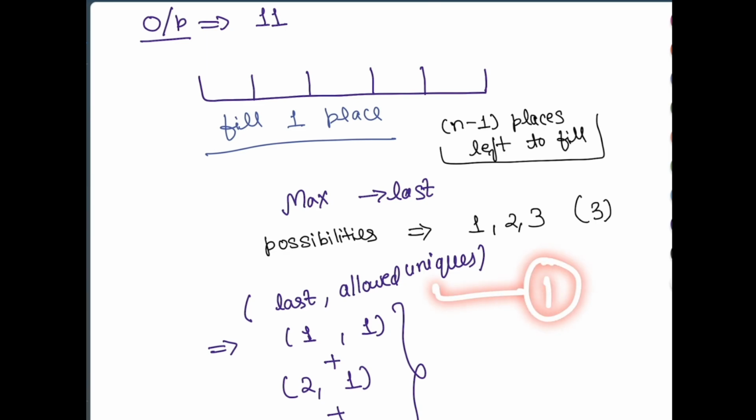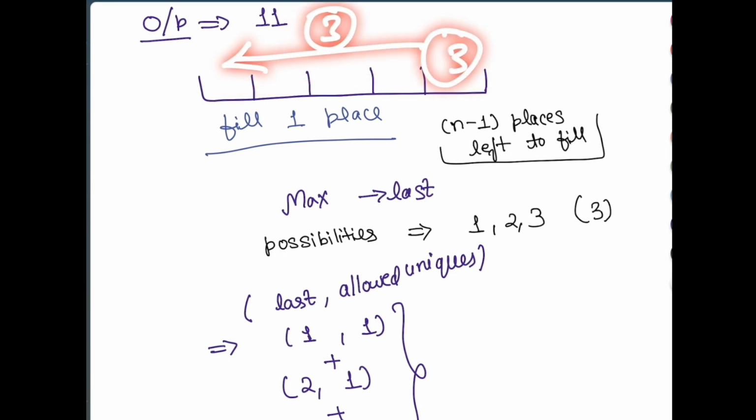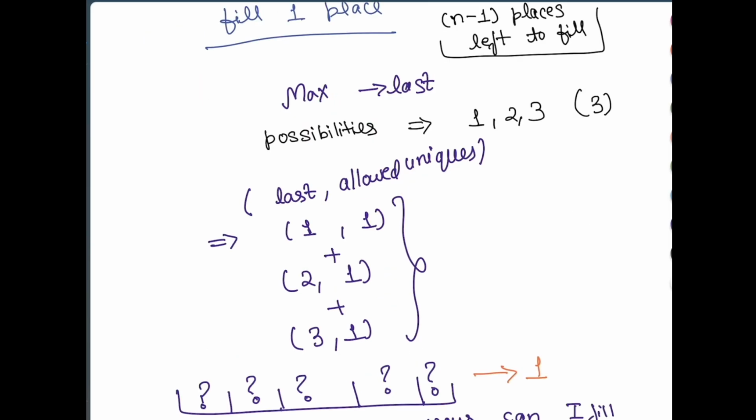So if I put 1 here, I will say other elements can have just one unique value, which I have already put. If I put 2 here, then I will say other elements can only be 2. If I put 3 here, then the other elements can only be 3. This is something we are going to start with. We are going to cover all the cases. I am going to create a function which will accept a value last and allowed unique values.